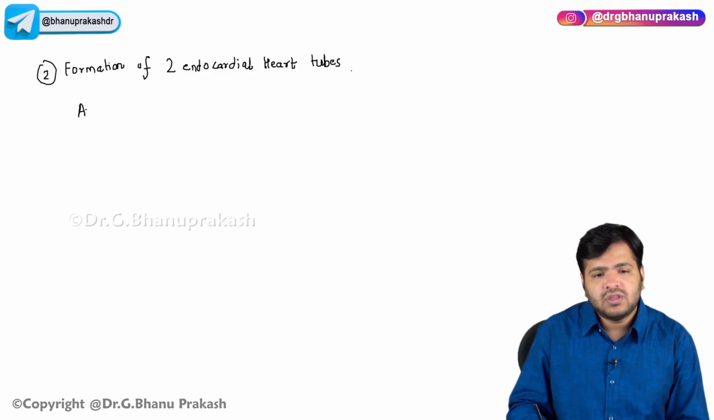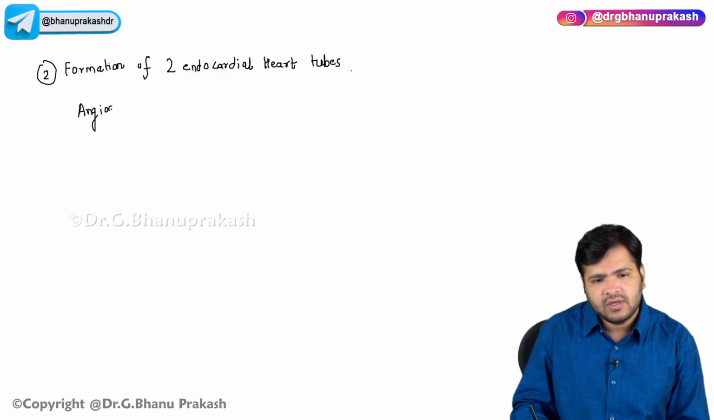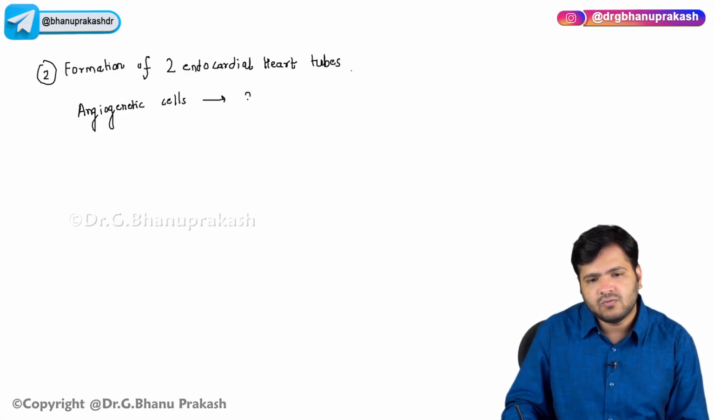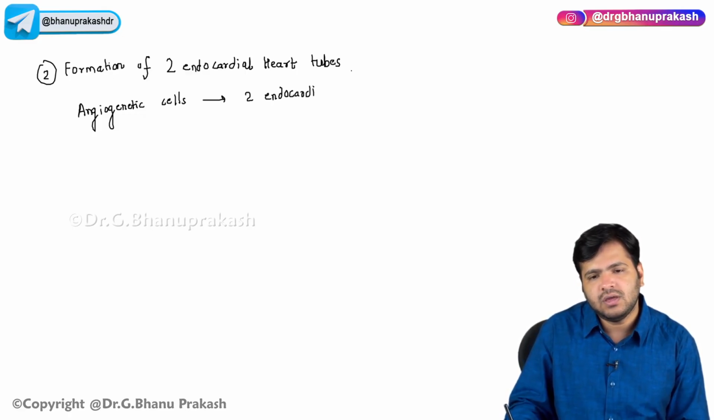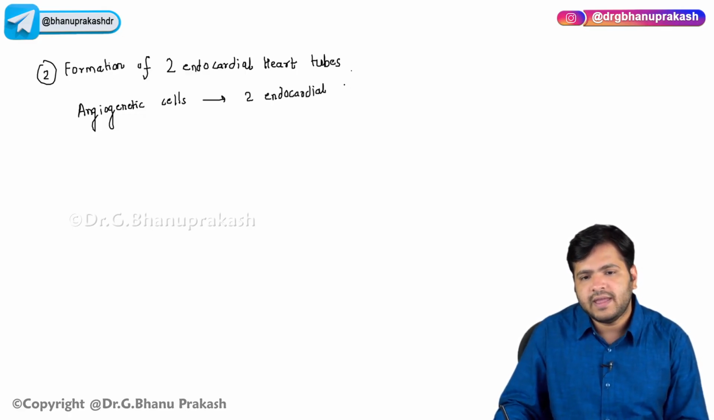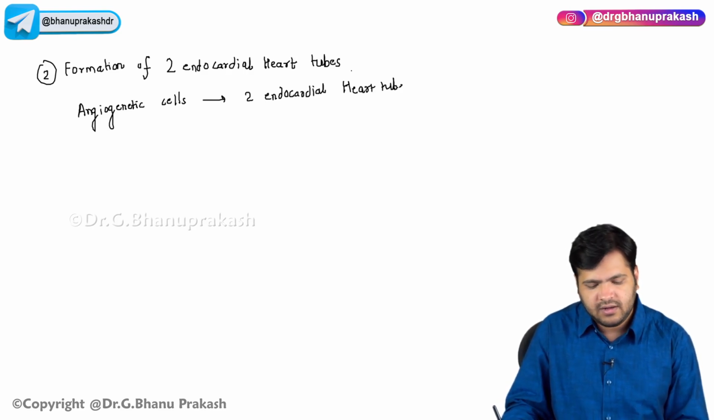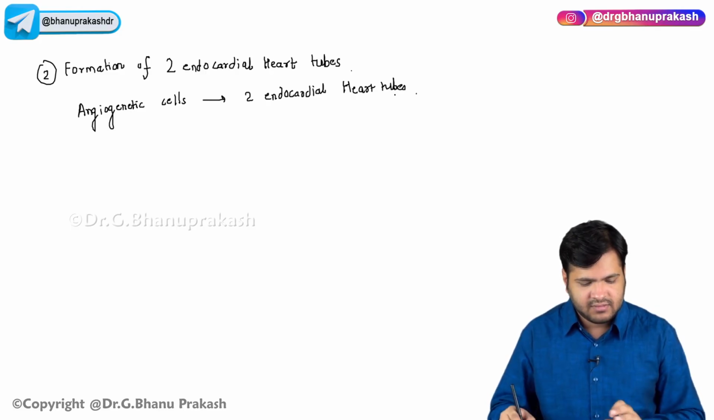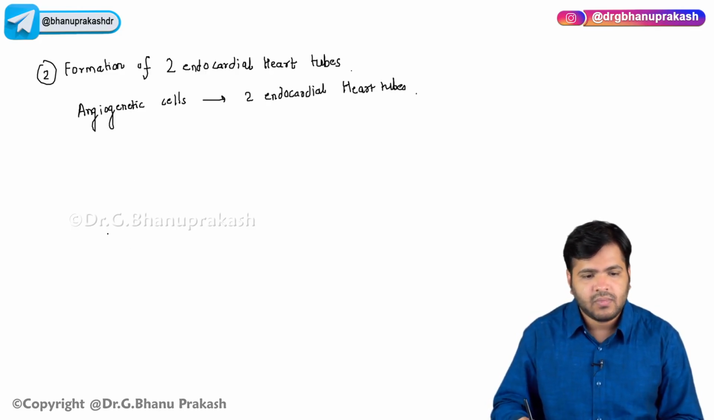These angiogenetic cells will basically give rise to the two endocardial heart tubes. Okay, they will give rise to the endocardial heart tubes. Now let us understand what is happening over here.